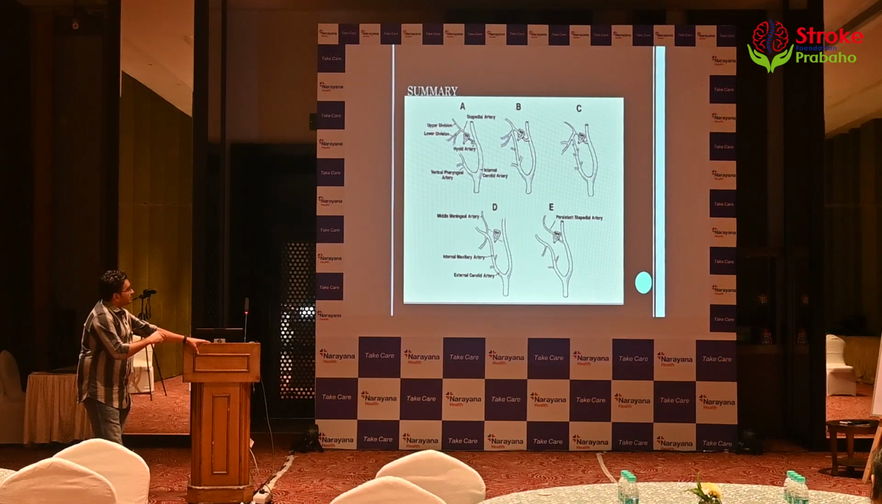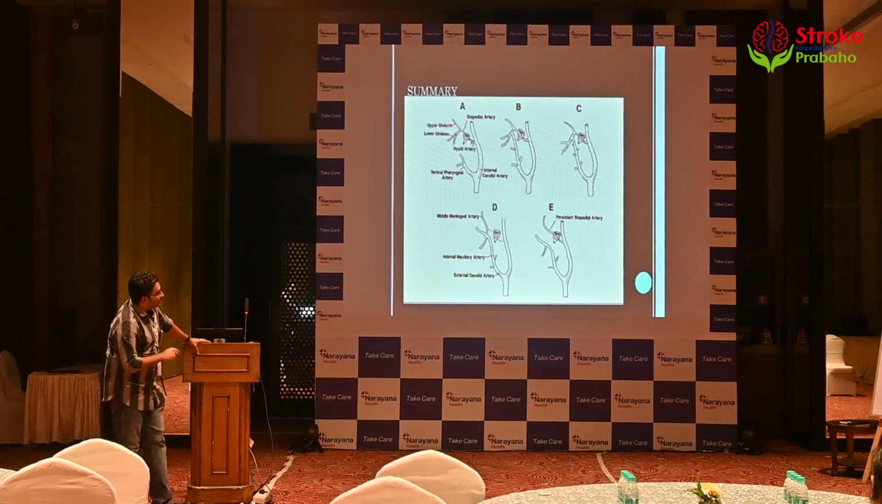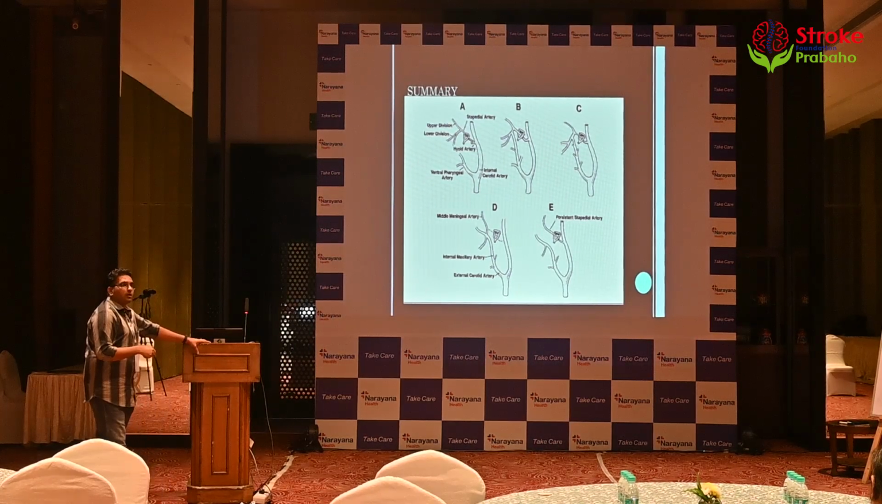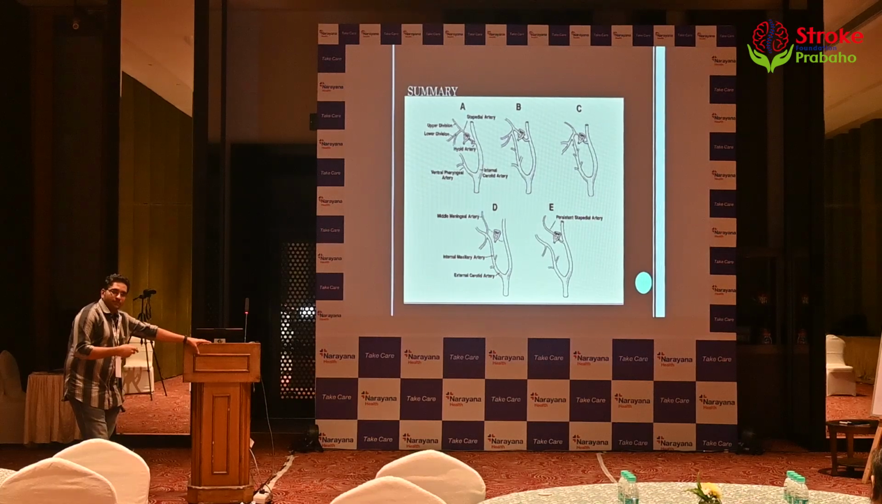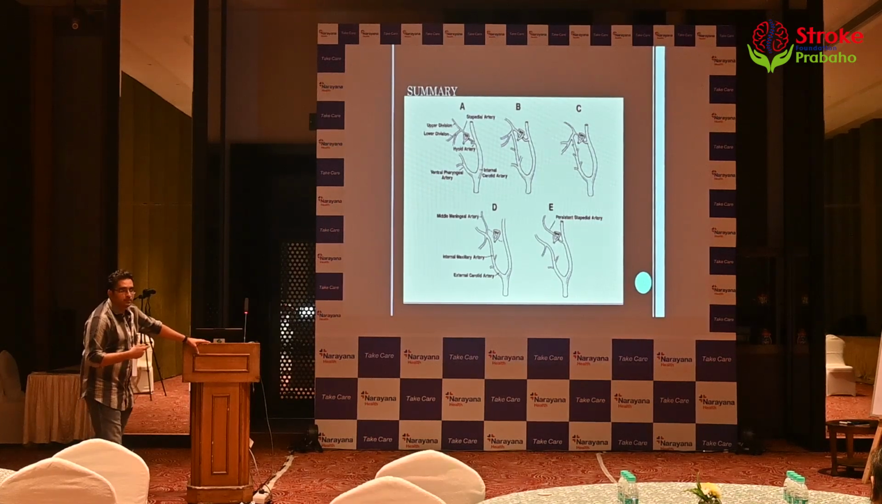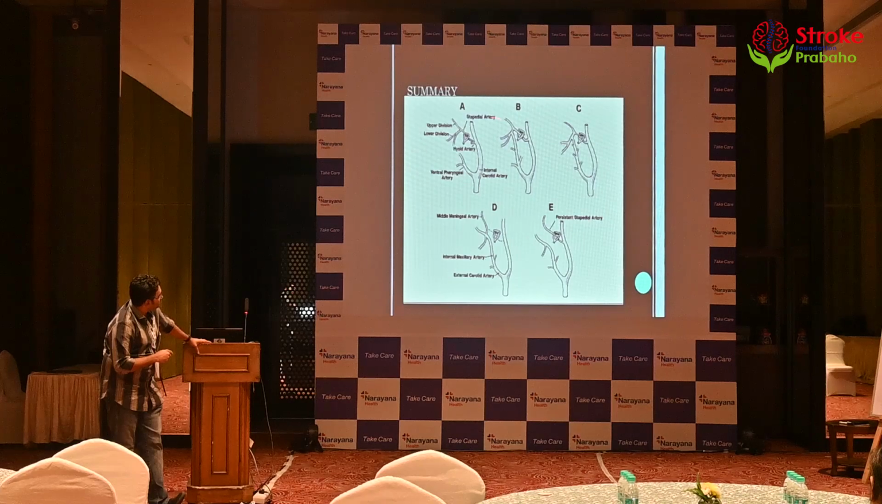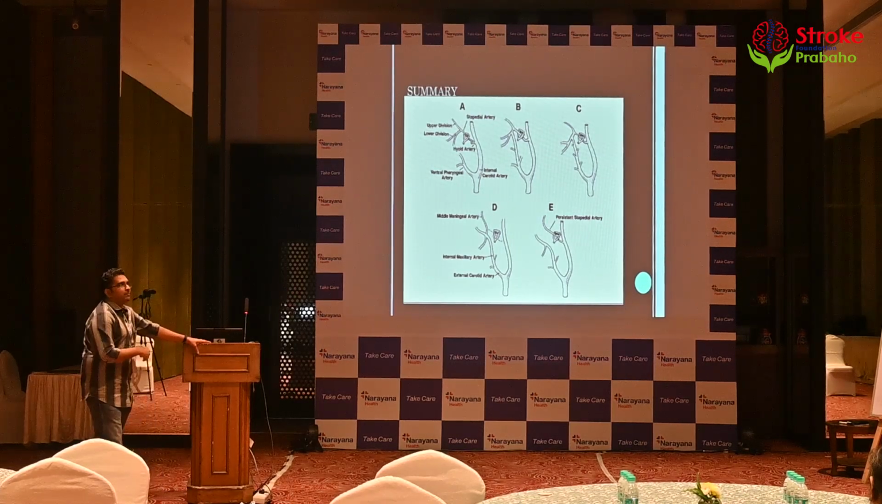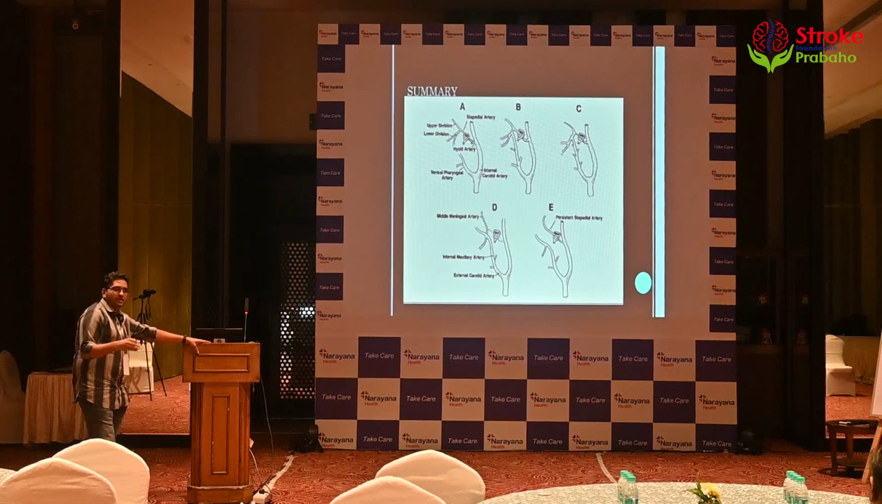And after that, it divides into your upper division and lower division. The upper division supplies the orbit. Along with the orbit, it supplies the dura of the anterior cranial fossa. The lower division supplies the developing face. So terminologically, the upper division is called the supraorbital branch and the inferior division is called the maxillomandibular branch or something like that because it supplies lower down.